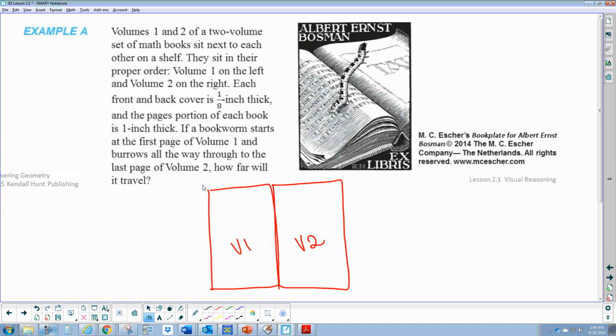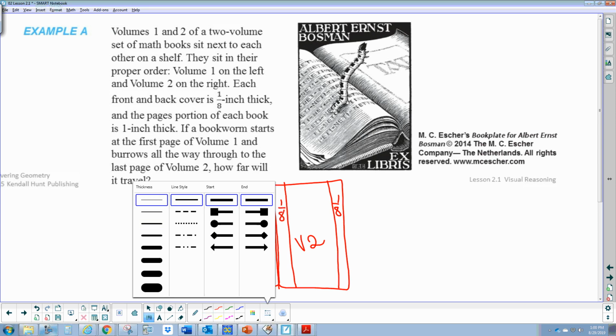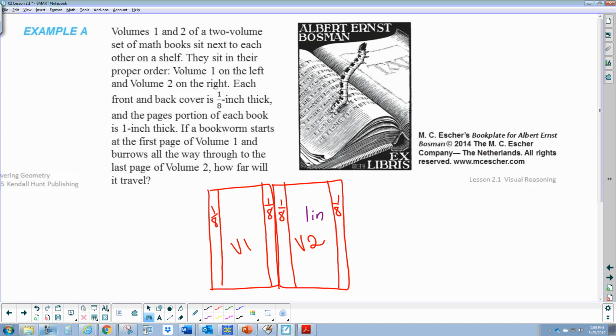And it says each front and back cover is 1/8 inch thick. So on my picture, I'm going to sketch in those covers. I'm just going to label them each as 1/8 so that I can visualize the space that's being taken up. And then it says the pages portion of the book is each 1 inch thick. So each of these pages portions is 1 inch thick.